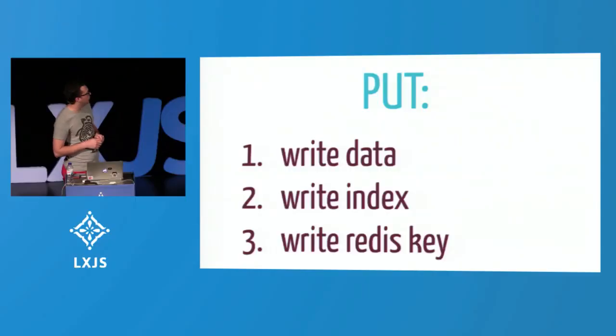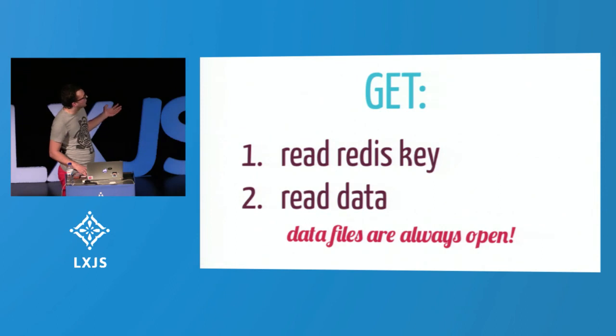This is how a PUT request happens. We write data to the big data files, write to our index on disk, and we write the Redis key, and then we return success to the client. So a subsequent GET request can read the Redis key from memory without any disk involved, and can read data from disk with a single syscall, like, I guess, pread. And we keep all data files always open, so we don't have to open them again for each request.